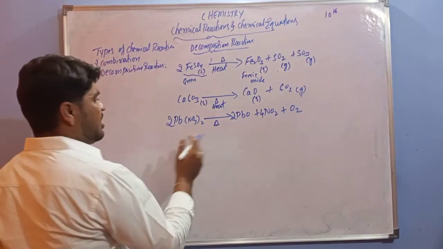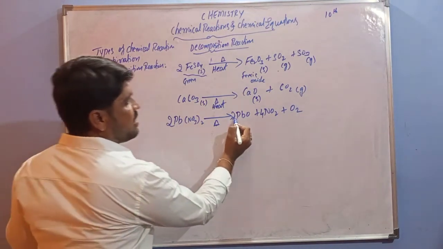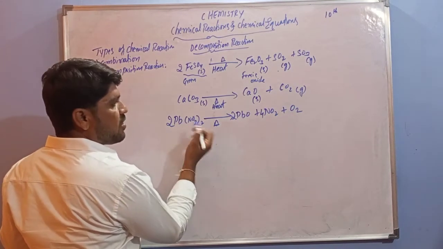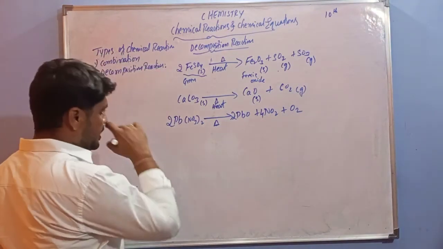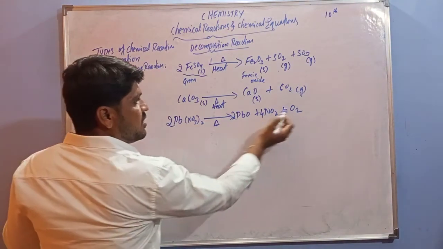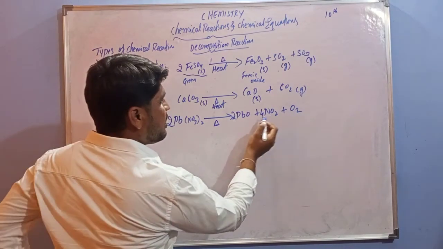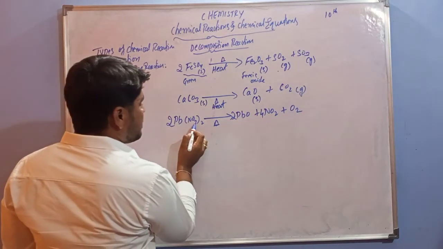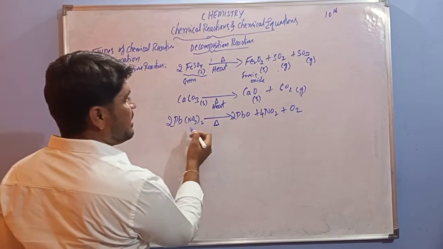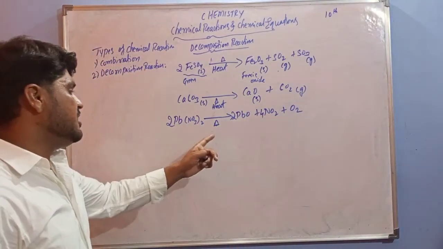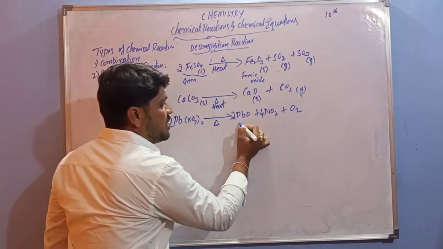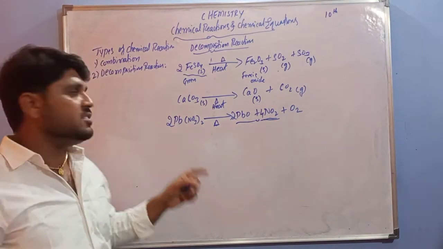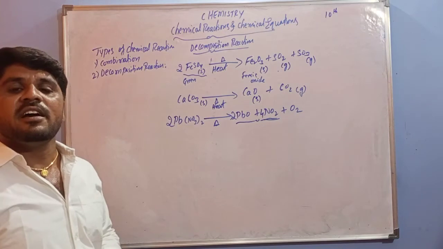So let's check whether it is balanced or not. Here 2 Pb, lead, and here 2 Pb. Next nitrogen atoms: here 2 plus 2, 4 nitrogen atoms, and here 4 nitrogen atoms. Next oxygen: on the reactant side 2 times 6 is 12, and on the product side 2 plus 8 is 10, plus 2 is 12. Here 12 oxygen and here also 12 oxygen. This is a balanced chemical reaction. The NO2 is in the form of reddish brown fumes. This also comes under decomposition reactions.